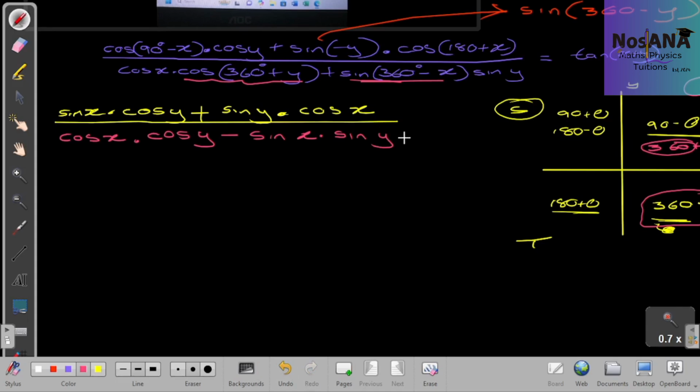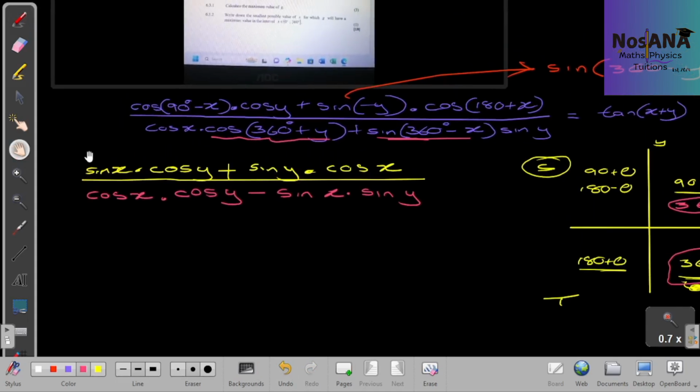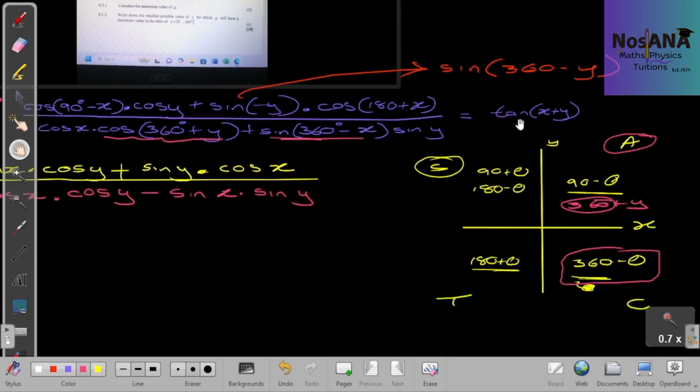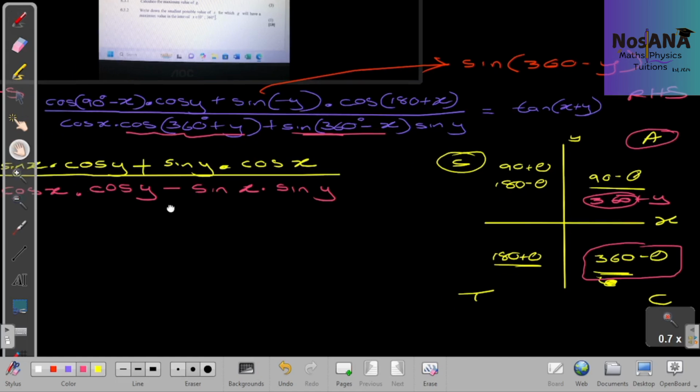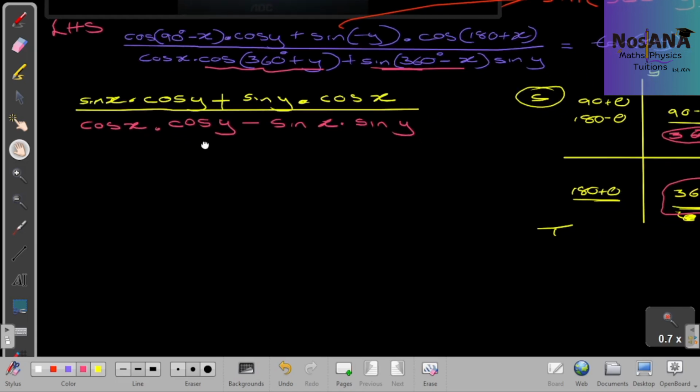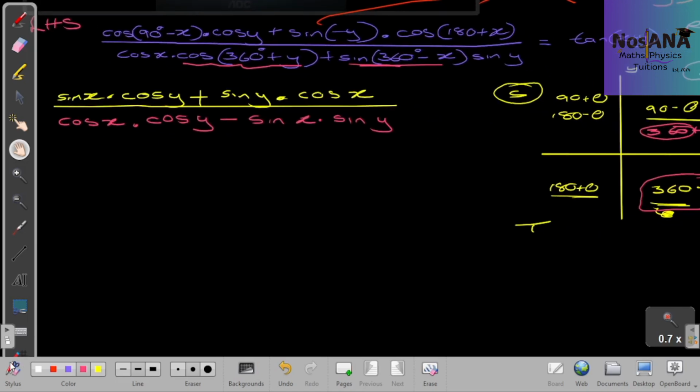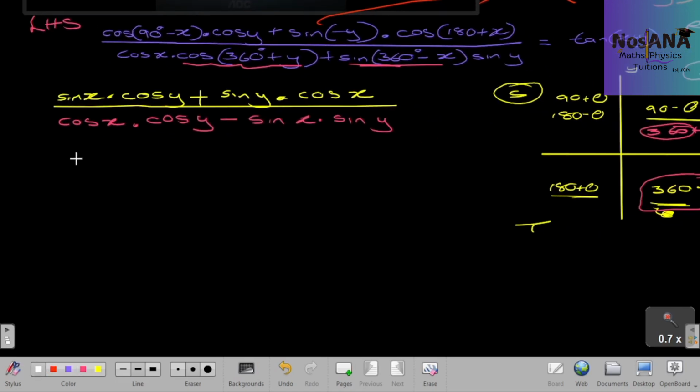Sine y. By the way, I forgot to indicate that this is our left hand side, LHS, and then this is our right hand side, this is our RHS. Okay, cool. So let us proceed. Now we have this remaining.